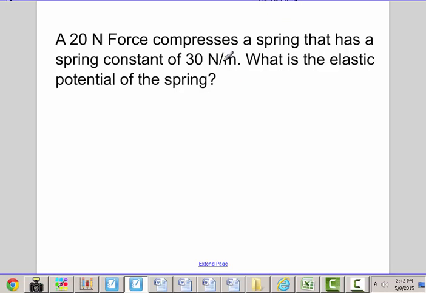Just go back to Hooke's law. Is it 1/2 times 20 times 30? Okay, so don't get too excited about the negative. You can just drop a negative for doing this problem if you want to.